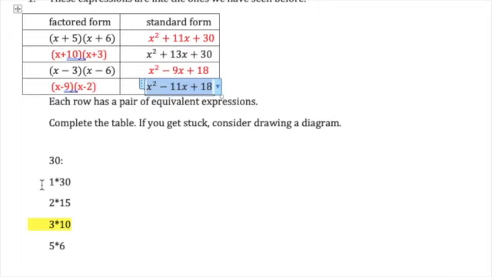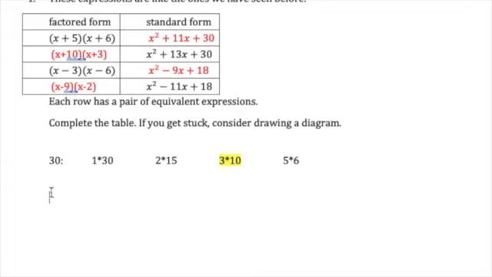I need two numbers that multiply to get me 18, but add to get me negative 11. So I'm going to try to put all this in one area. I'll list my factor pairs for 18. So at 18, I'm thinking, all right, my factor pairs are 1 and 18.